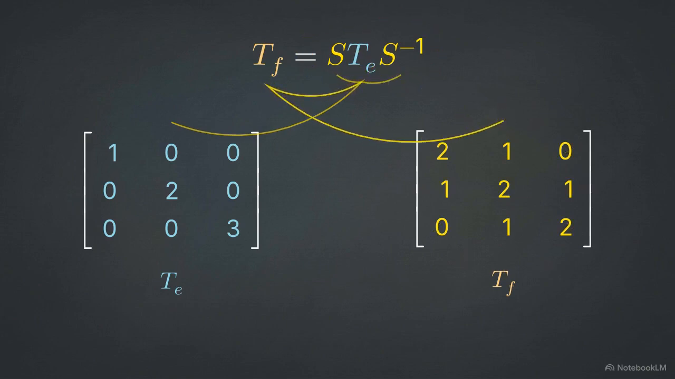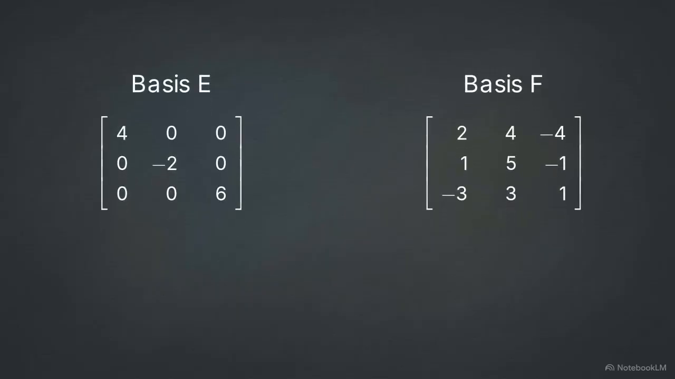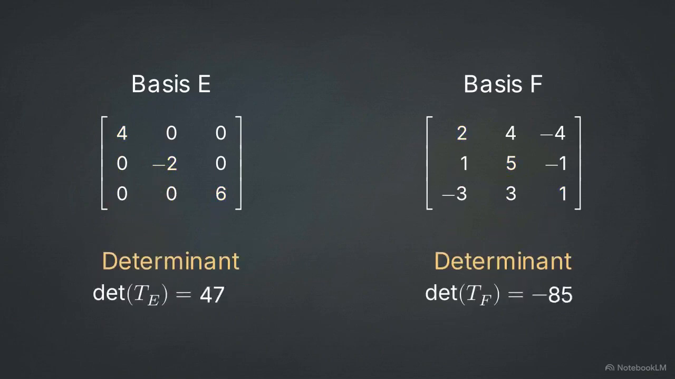We translate between these grids using a similarity transformation. The new matrix, T sub f, equals S times T sub e times S inverse. The matrix S functions as a mathematical dictionary, translating coordinates between the two systems. Despite these coordinate changes, certain properties of the operator remain identical. Specifically, the trace and the determinant are invariants that do not depend on the basis.